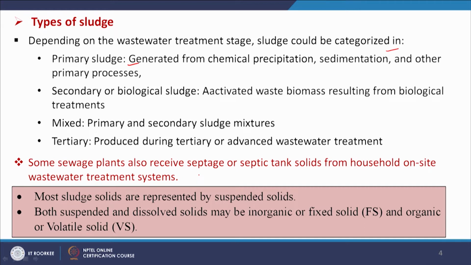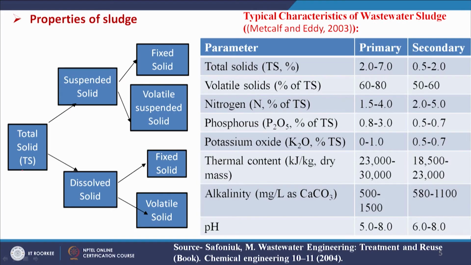Now, most sludge solids are presented by suspended solids. We know that there are 2 types of solids in water, suspended solids and dissolved solids, and both can be volatile or non volatile, that is fixed. So, one is fixed solids and another is volatile solids. Now, we will discuss the properties of the sludge. The sludge has solid content, that is total solids, which may be suspended solids and dissolved solids. Basically this sludge deals with suspended solids, of fixed solid type or volatile suspended type.